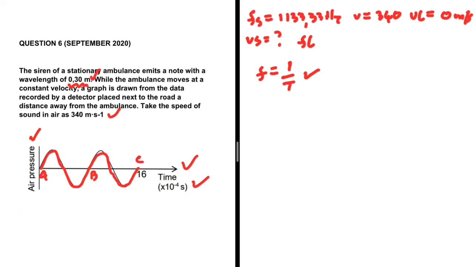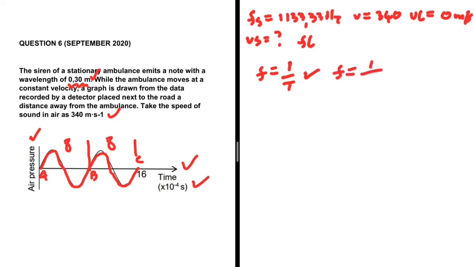So from A to B is 8 times 10 to the minus 4 seconds, and then from B to C, it's another 8 times 10 to the minus 4 seconds. So that is our period. Our period is 8 times 10 to the minus 4 seconds. It actually says times 10 to the minus 4 seconds here. So if you miss that and you use 8 seconds, then again, you're not going to be able to answer this question. So the frequency, let's go ahead and substitute.